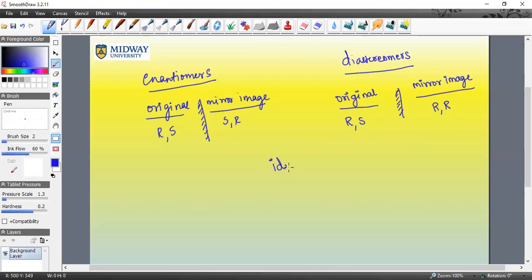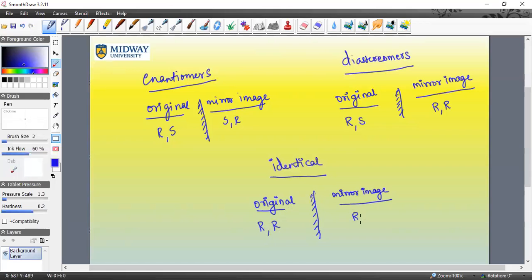What is identical? Let's say you have your original, and then you have your mirror image. And then say you have RR, and you end up with RR. Or SS, you end up with SS. Or you have R, S, S, R, and then you have R, S, S, R. Exact same sequence, exact same lettering, that constitutes identical.